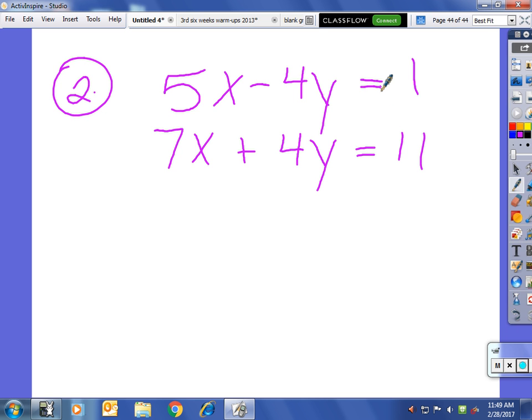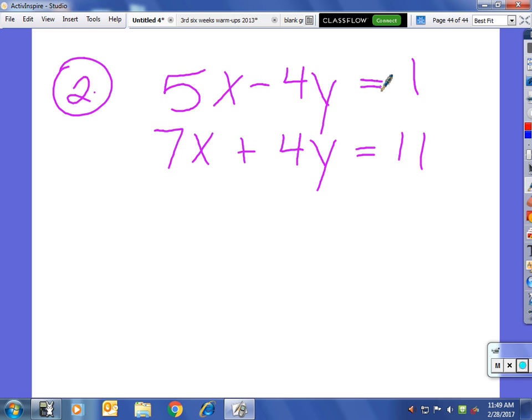Do you think this is going to be one that could nicely and easily be solved by the addition method? Why? Because the y values have opposite coefficients. The fact that they're opposite is very important. They have to be the same digit with opposite signs. That way, when I add up these two equations, the y's cancel out.